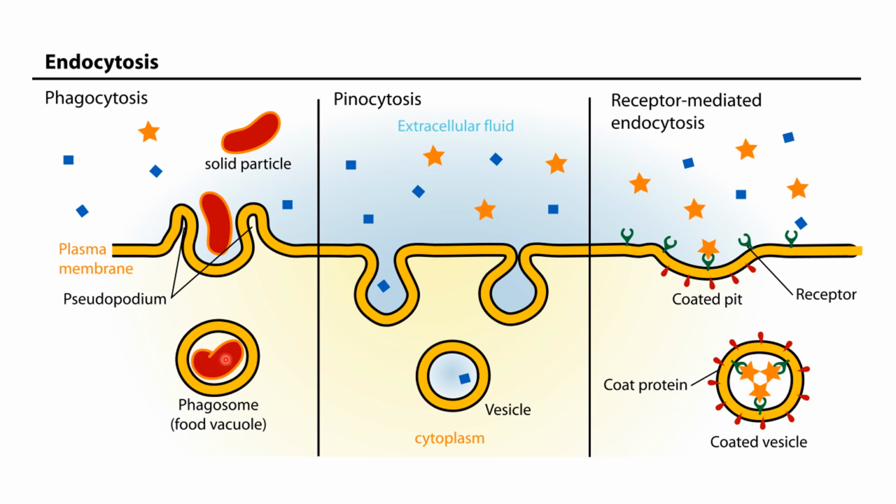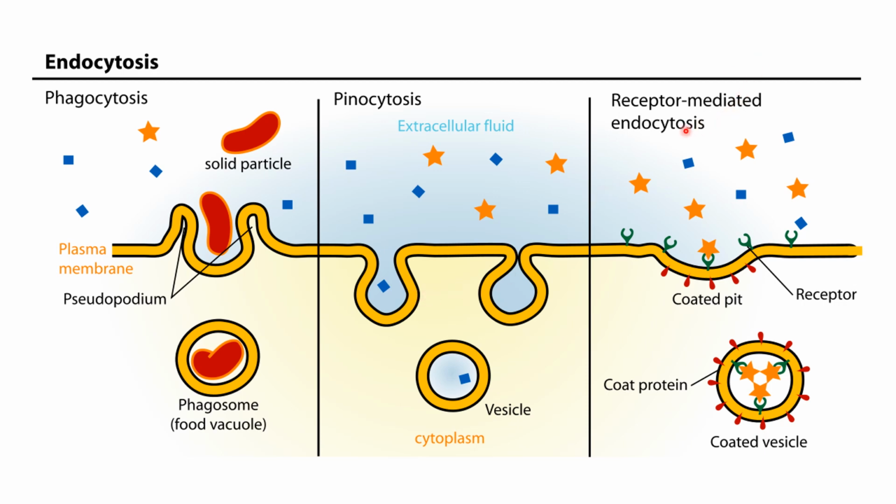Phagocytosis is the term for the transport of solid particles inside the cell, while pinocytosis is the term for the transport of liquid, or here shown extracellular fluid, that is transported inside the cell in the same manner.